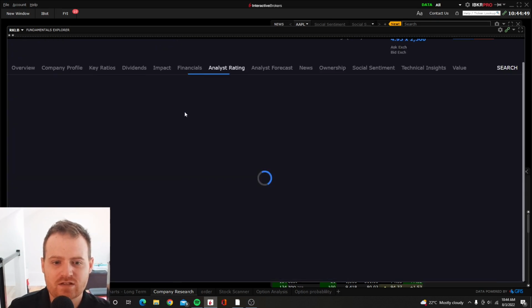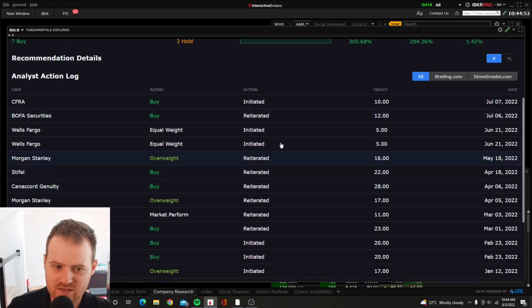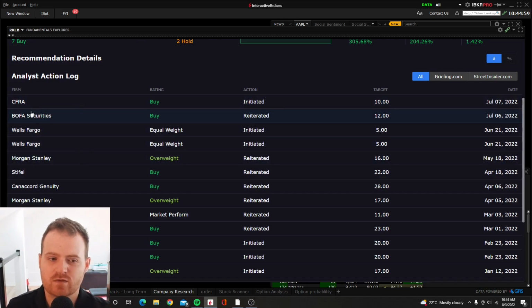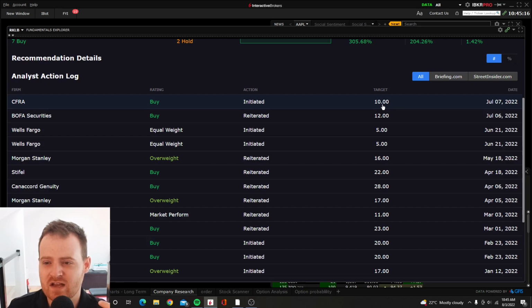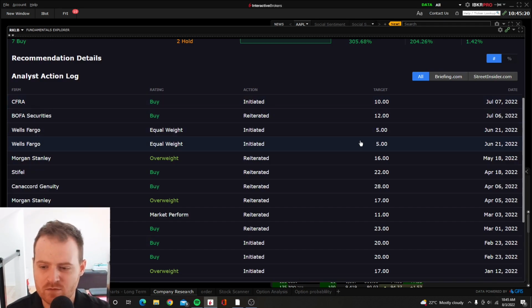So if we dive into analyst ratings here, we can see price targets and when that price target was set and what firm is providing these price targets. So right now we can see the most recent one, CFRA, initiated a price target of $10. That was just earlier this month. And these are all for a 1-year price target, by the way. So they expect the Rocket Lab stock to double by 1 year from now, which is pretty good.